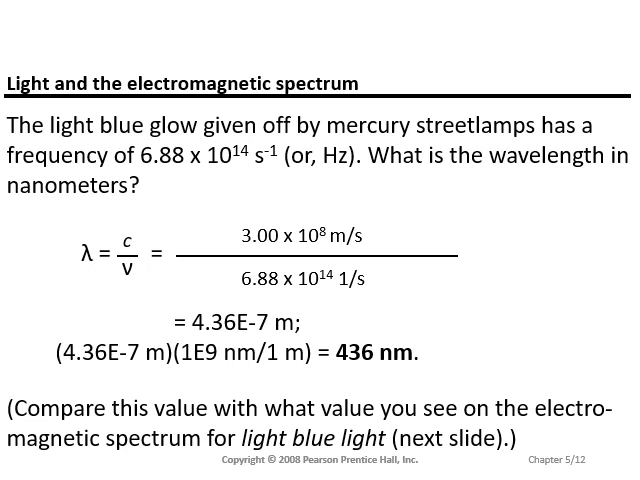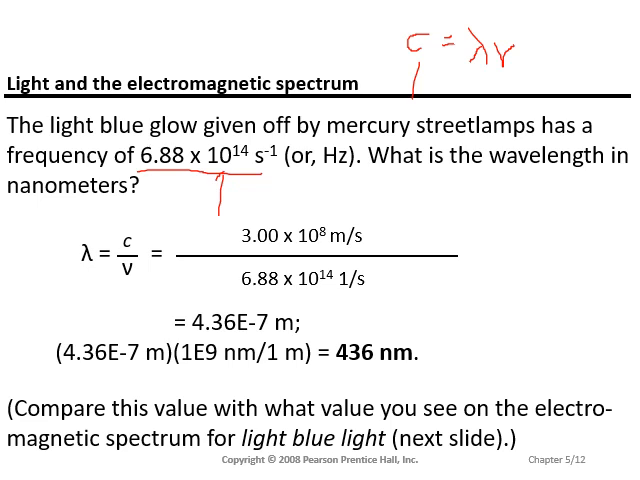So here's a very simple problem. The light blue glow given off by mercury street lamps has a frequency of this much. What is the wavelength? You'll just use your c equals lambda nu. Every time I write an equals sign it takes a long time and you can't ever read it. But anyway, c equals lambda nu is the equation we're going to use here. We always know c. And in this case, they're giving us the nu, the frequency, right there.